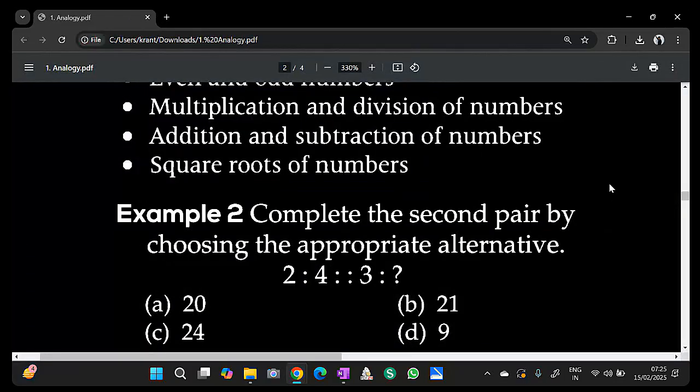Complete the second pair by choosing the appropriate alternative. 2 is to 4 as 3 is to question mark.